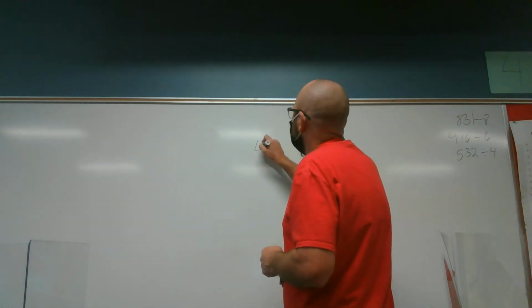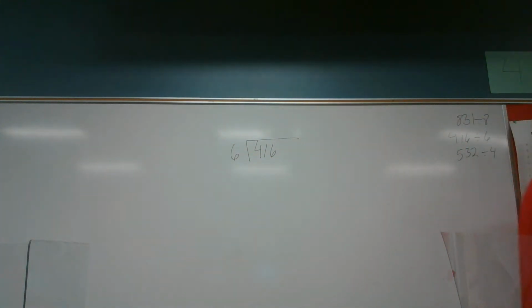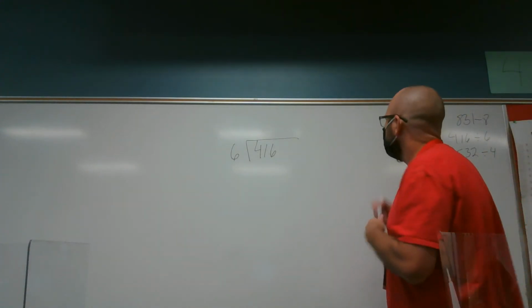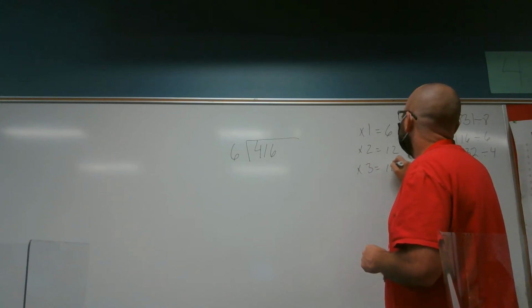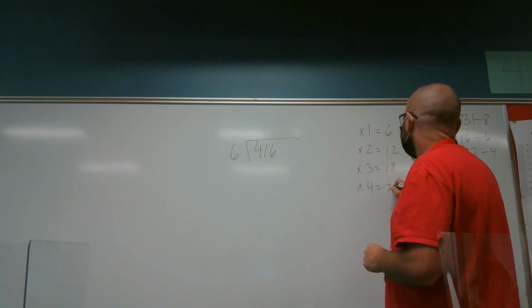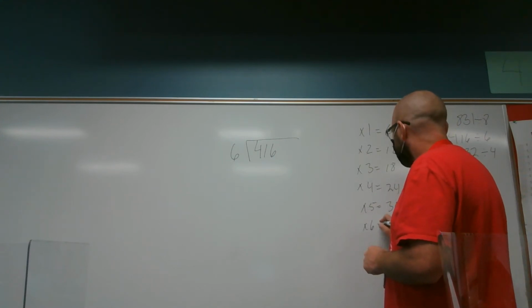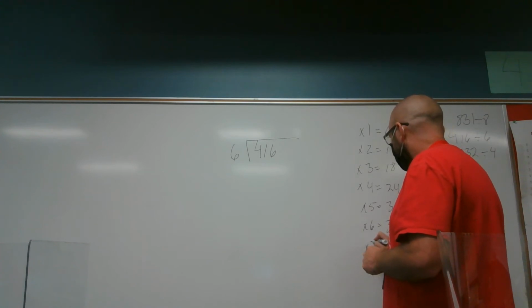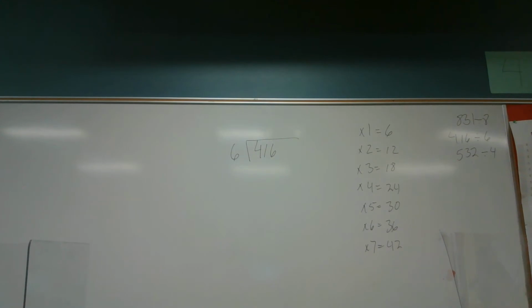Next one we add is 416 divided by 6. I list my multiples of 6. 6 times 1 is 6. 6 times 2 is 12. 6 times 3 is 18. 6 times 4 is 24. 6 times 5 is 30. 6 times 6 is 36. 6 times 7 is 42. 6 times 8 is what?